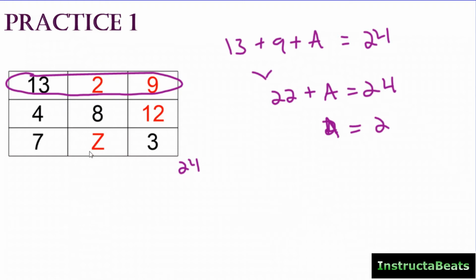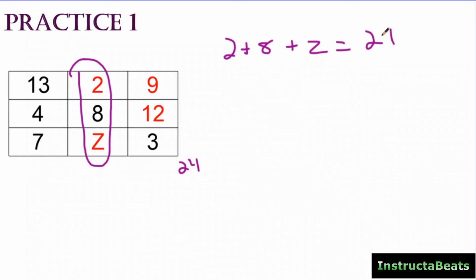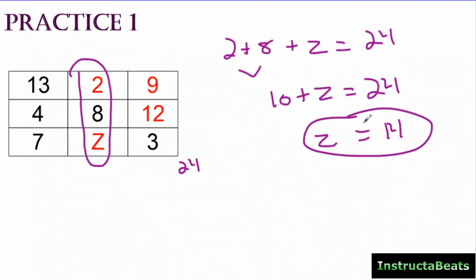And now I only have one box missing. And now I can figure out this column. So 2 plus 8 plus Z has to equal 24. You combine what you know. And right here, you can either rewrite this as subtraction or use addition to help you out. And you figure out that Z has to be 14. Okay? And we can change Z to 14.